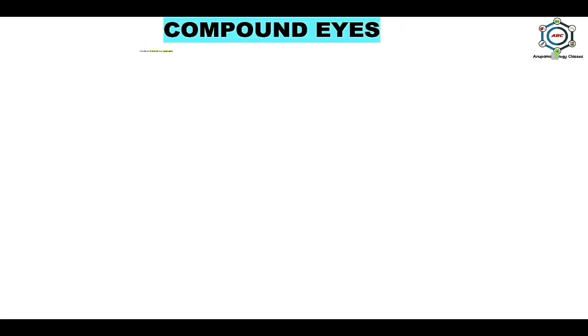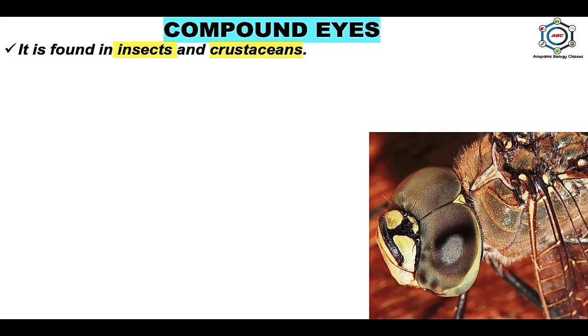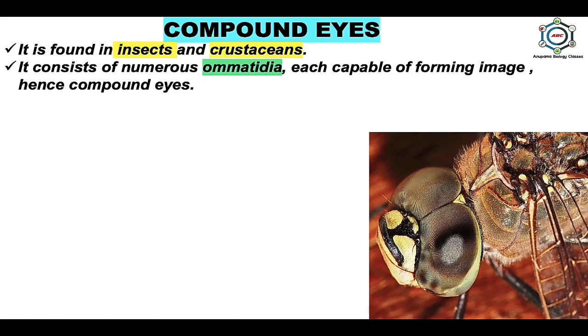After the diseases, now compound eyes. It is found in insects and crustaceans. In the picture you can see the structure of an insect compound eye. It consists of numerous ommatidia, each capable of forming an image, hence compound eyes.